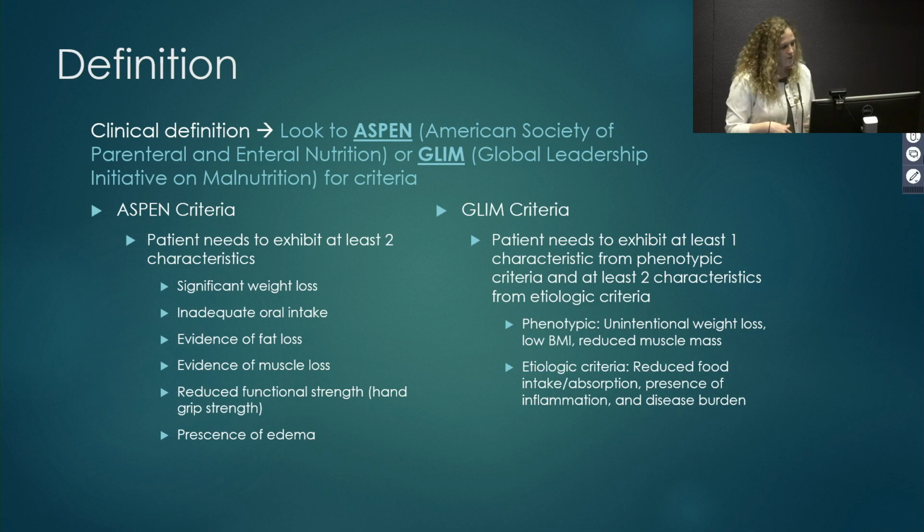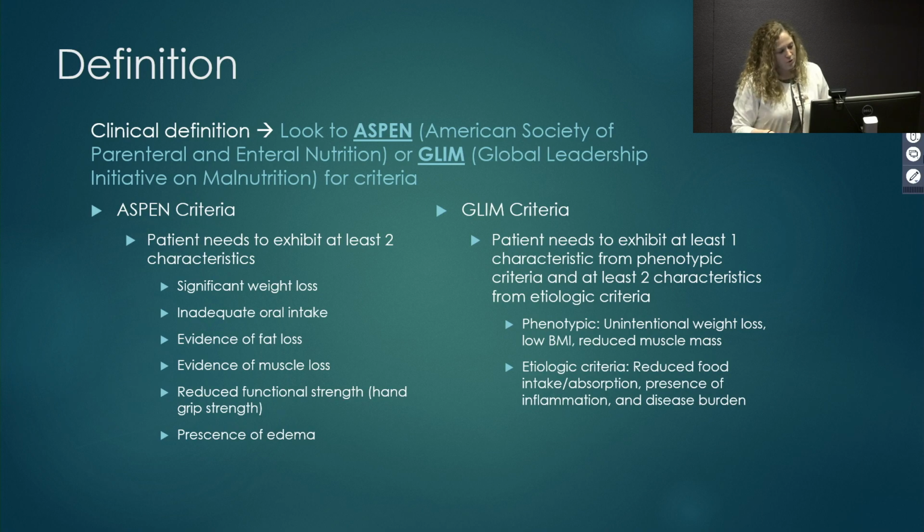So for defining what malnutrition is, we do look to two different organizations that put together a kind of consensus criteria that we use for our documentation when we're diagnosing or identifying malnutrition in a hospitalized patient. The first one is ASPEN, the American Society of Parenteral and Enteral Nutrition, and they have a set of suggested criteria and guidelines that we use to identify those patients in the hospital.